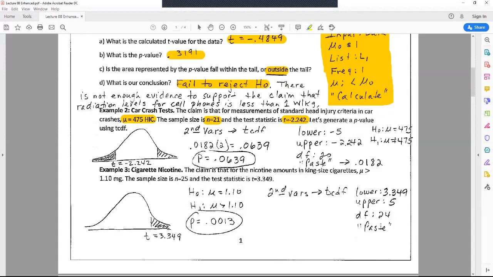Well, before we generate the p-value, let's look at what's going on here. If we were performing a true hypothesis test for this on the mean, the null is going to claim that the average is equal to 475 units. And notice we're not doing more or less or anything like that. So we're going to let the alternative state the claim that the average is simply not equal to 475. So here's what we do on the calculator. We're going to select second vars.